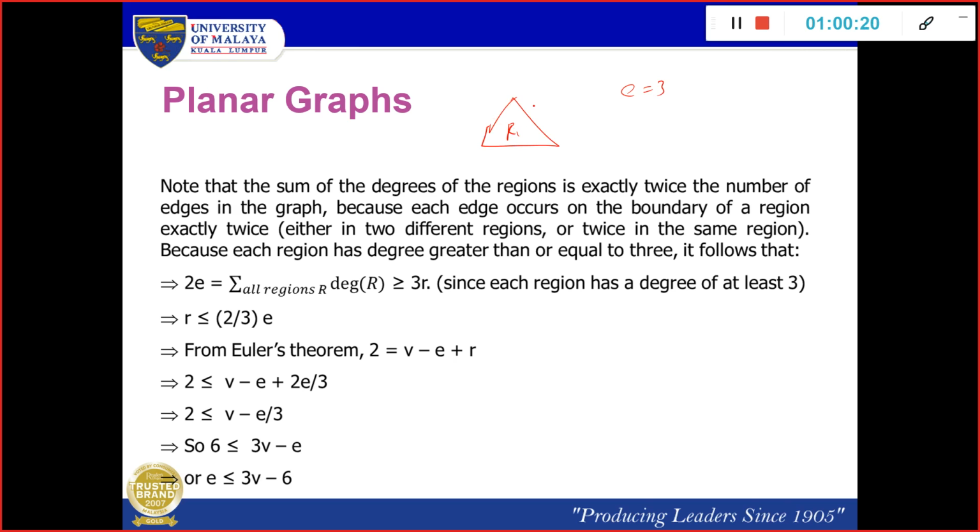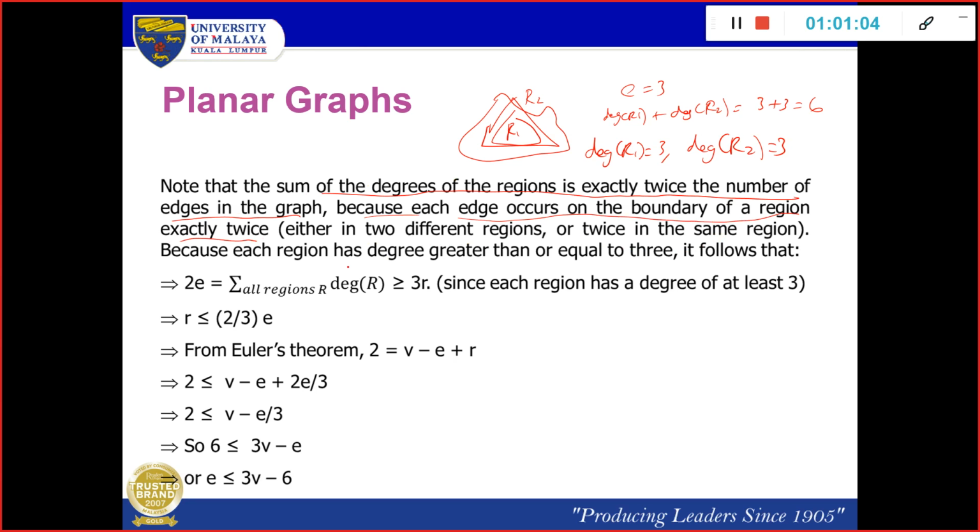So R1 and R2. Degree R1 is 3. Degree R2 is 3. 1, 2, and 3. 1, 2, and 3. So edges number 3. So degree R1 plus degree R2 is equal to 3 plus 3 equal to 6. So the sum of the degrees of the regions is exactly twice the number of edges in the graph, because each edge occurs on the boundary of a region exactly twice, either in two different regions or twice in the same region.